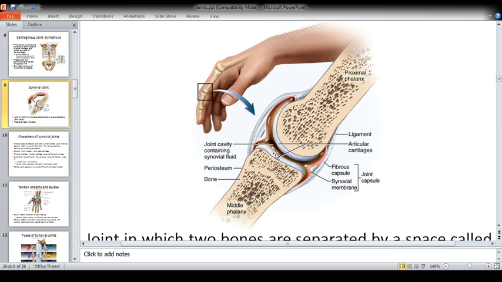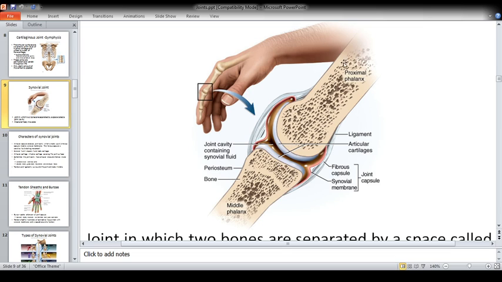This cartilage is known as articular cartilage because this cartilage is taking part in forming a joint. So whichever thing is present in a joint, it would be referred to as articular. Okay, so this is articular cartilage.